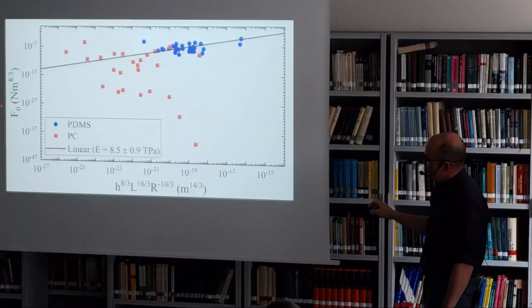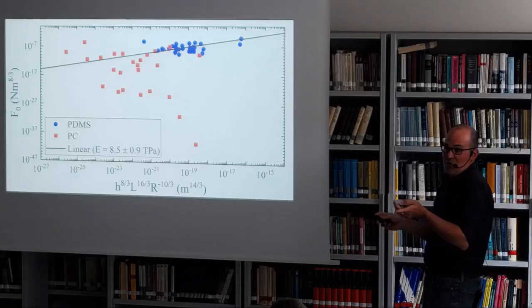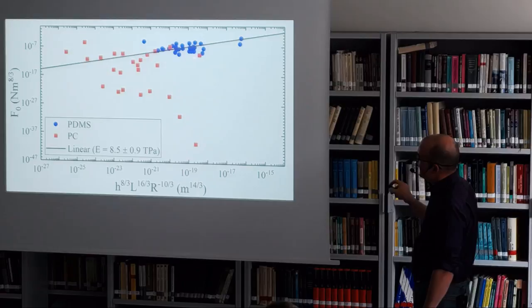So here's our measured amplitude, and here's all this other stuff except the modulus. So this is a correlation plot, but the slope of it is going to be the modulus of the material, which we already know, so it's a good way of checking. Up here in blue, we see the PDMS experiment, and it's plausibly fitting a linear correlation there, until you look at the details.